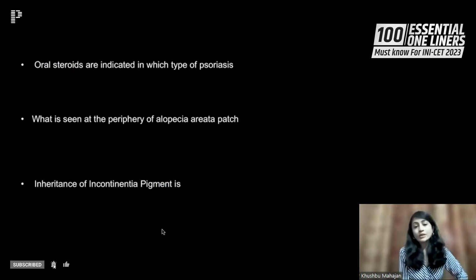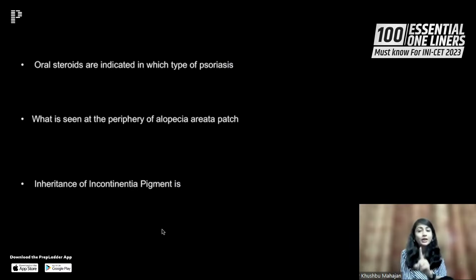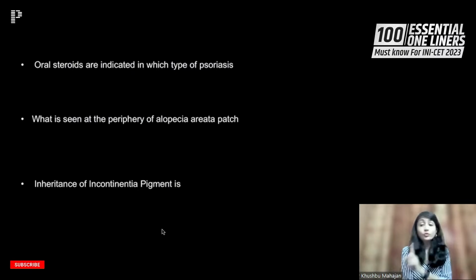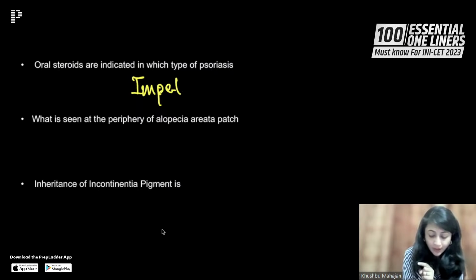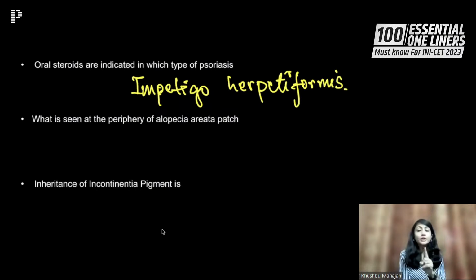Next, oral steroids are indicated in which type of psoriasis? We do not recommend oral steroids in psoriasis, but there is one type where you give oral steroids. What is the answer to that one? Yes, so you will not say just pustular psoriasis. You will say pustular psoriasis of pregnancy, which is also called impetigo herpetiformis. So pustular psoriasis of pregnancy or impetigo herpetiformis is the only indication where we use oral steroids in psoriasis.